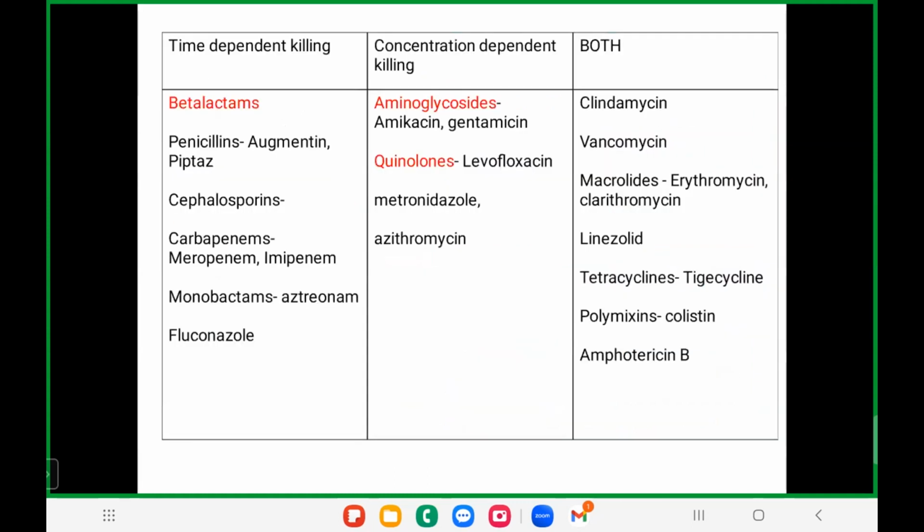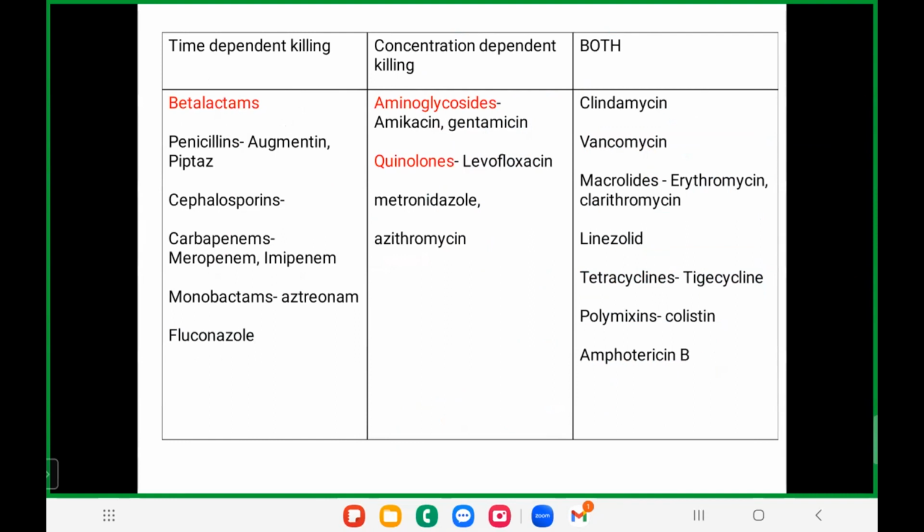So for time-dependent killing, mainly beta-lactams and antifungals like fluconazole. So all the beta-lactams are time-dependent killing. And concentration-dependent killing is aminoglycosides and quinolones. Both is vancomycin, macrolides, tetracyclines, polymyxins, amphotericin B, which come under both time-dependent as well as concentration-dependent killing.